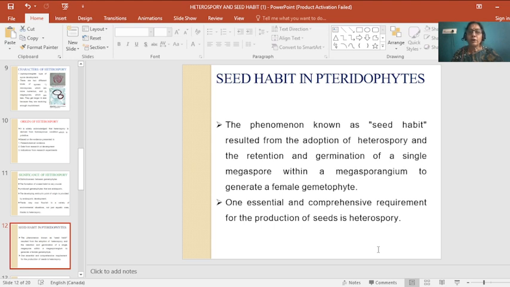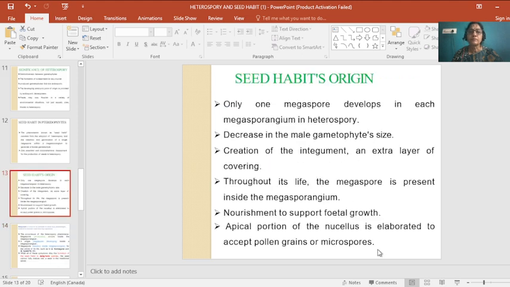The phenomenon known as seed habit resulted from the adoption of heterospory and the retention and germination of a single megaspore within the megasporangium to generate a female gametophyte. One essential and comprehensive requirement for production of the seed is heterospory.